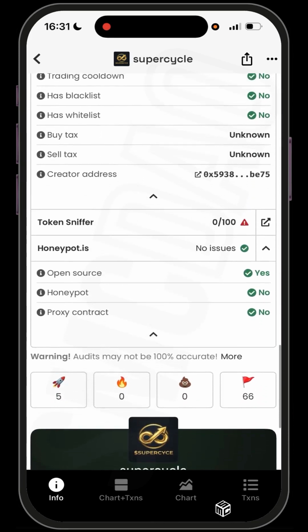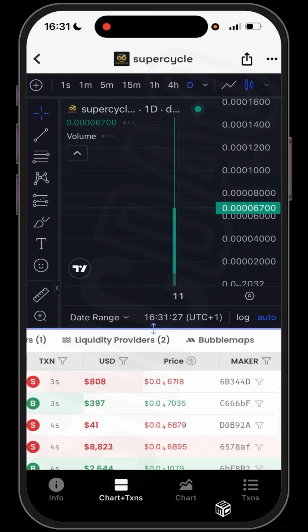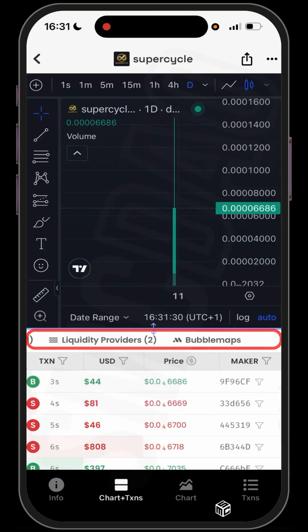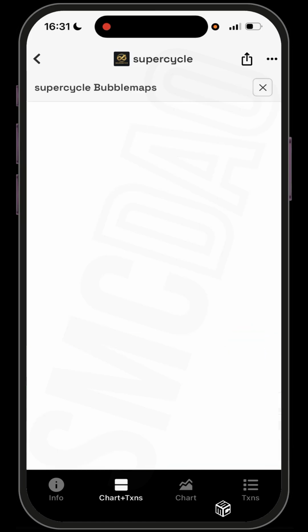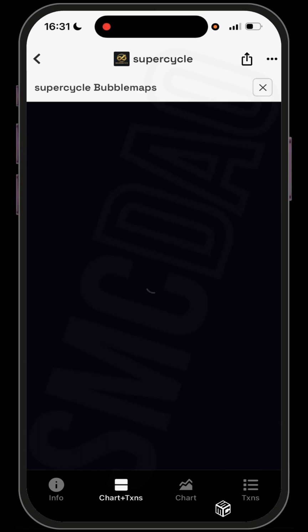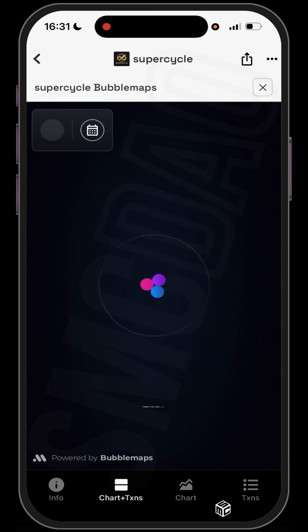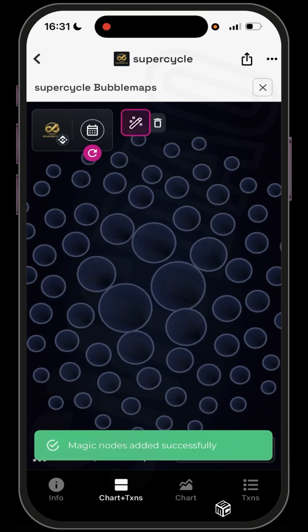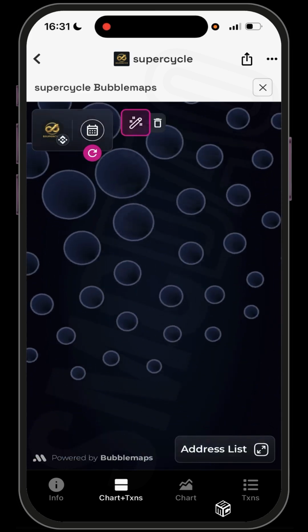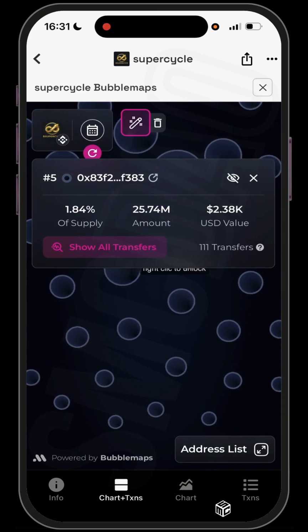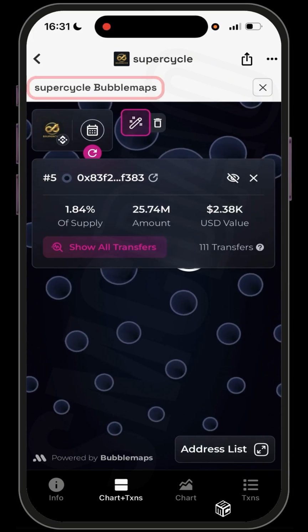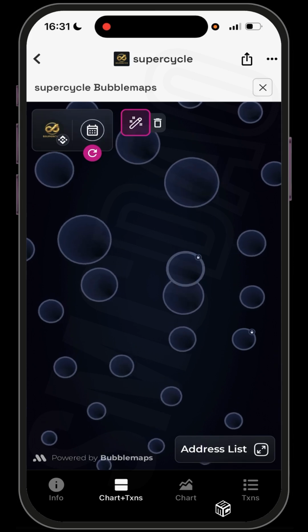All you need to do is go over to the chart plus transaction tab right here, and scroll over to bubble maps, and it takes you to the Super Cycle bubble map. Pretty interesting. Now in the bubble map, each bubble represents a wallet, and the size of the bubble represents the amount of tokens they hold and the impact on price when they buy or sell. And this is the bubble map for Super Cycle, and you can see the bubbles up here.